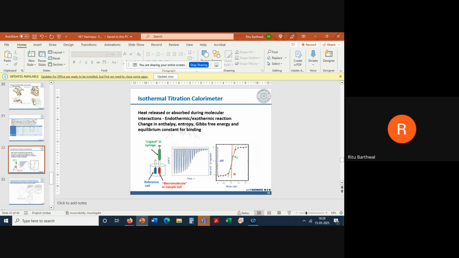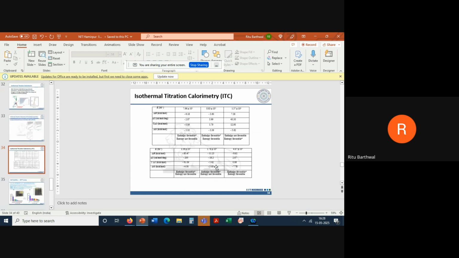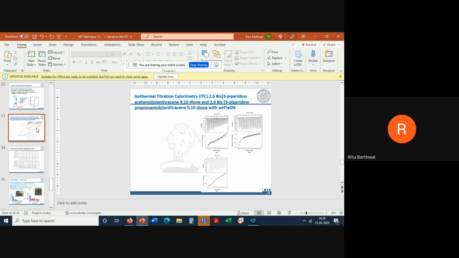And this is another thing we do for binding, isothermal titration calorimetry, which tells you how much is the enthalpy change, entropy change, Gibbs free energy and equilibrium constant. This is also heat changes, heat bursts that you are getting. You get delta S in this technique. Now I'll show you why this delta S is important. Here, so we did delta S and this is one of these. So you come to know this is the way it is going.